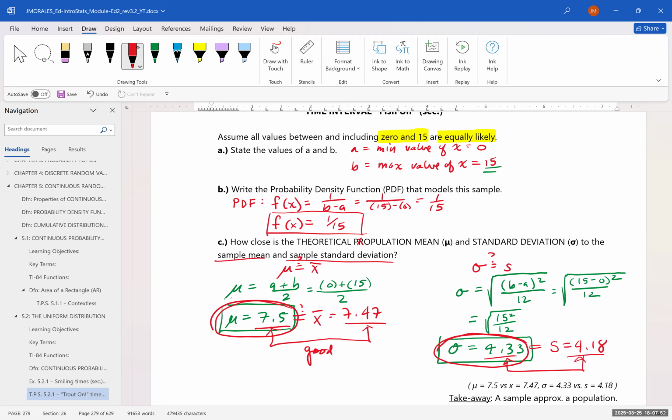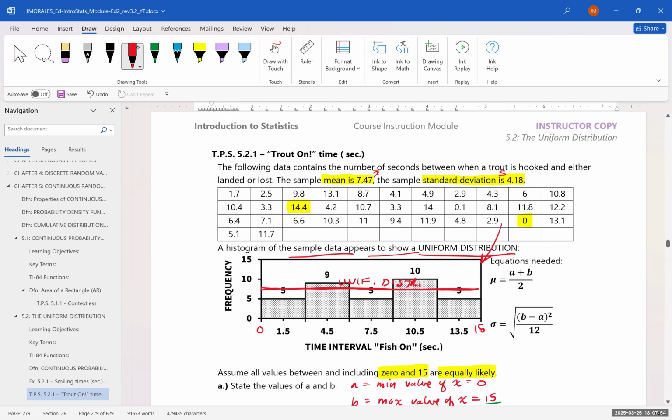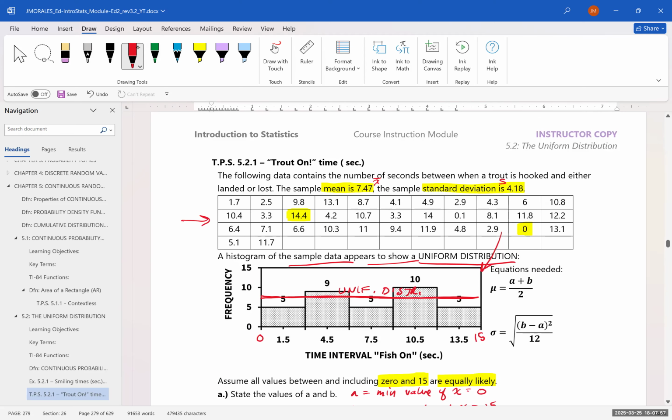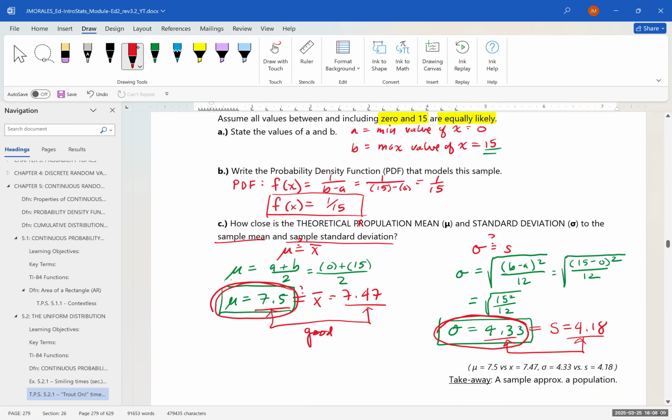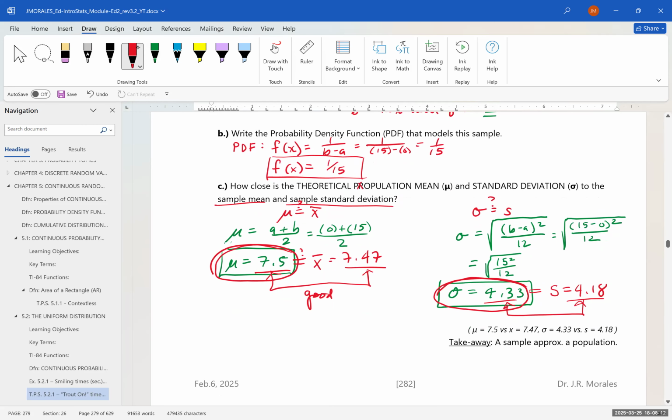And so when we talk about the sample, this might have been the trout caught by one person on one section of a river. And when we talk about the population, we're talking about trout caught by maybe this fisherman or fisher person across all rivers, right? The entire population of trout, something like that. Okay, so that ends this example. Let me know if you have any questions.